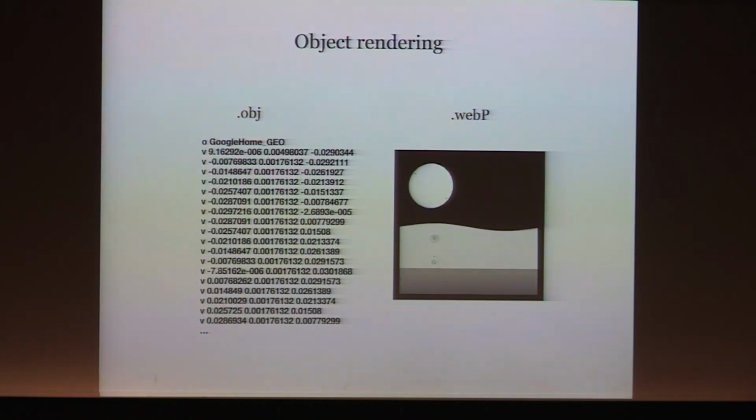So this is just a good example of how the OBJ files look and how the WebP file looks. You can see the vertices: a collection of vertices and points, how to connect them, and the texture on the right side.